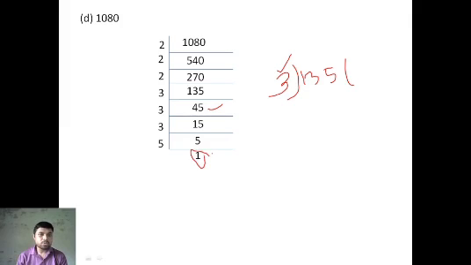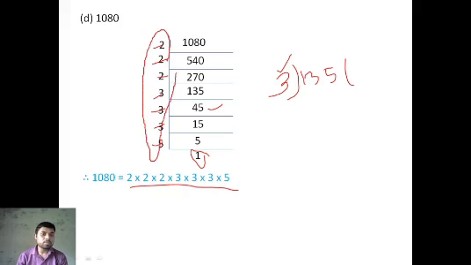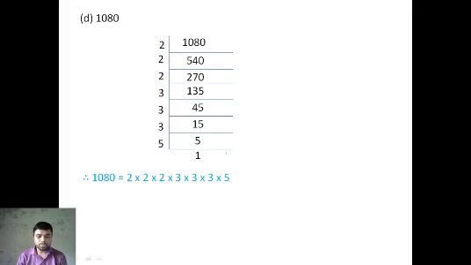So my dear students, what will be the prime factorization? Just the product of 2, 2, 2, 3, 3, 3 and 5. Product of these numbers, 2 into 2 into like this up to 5. No need to write 1. Is it clear, my dear students?